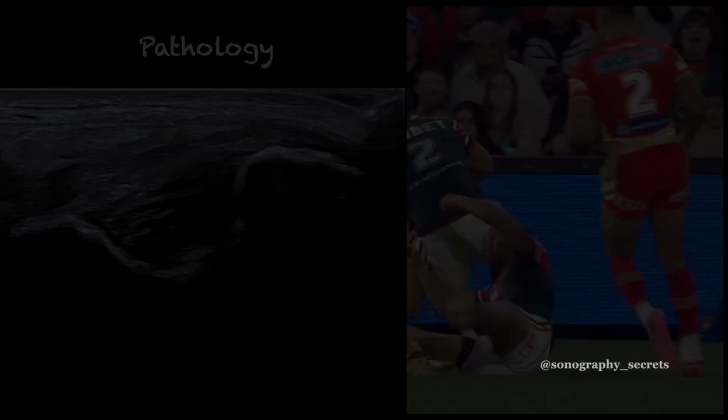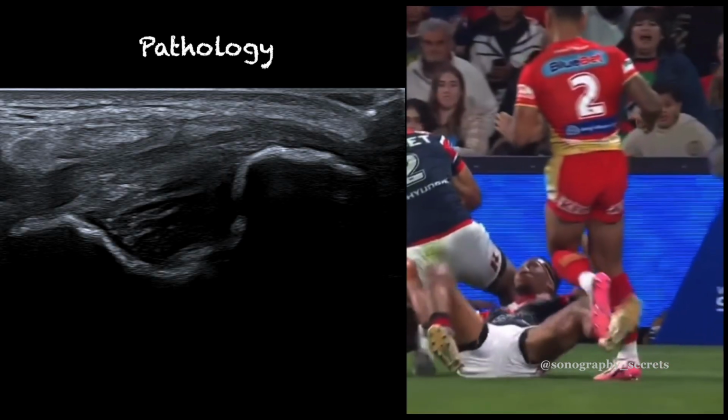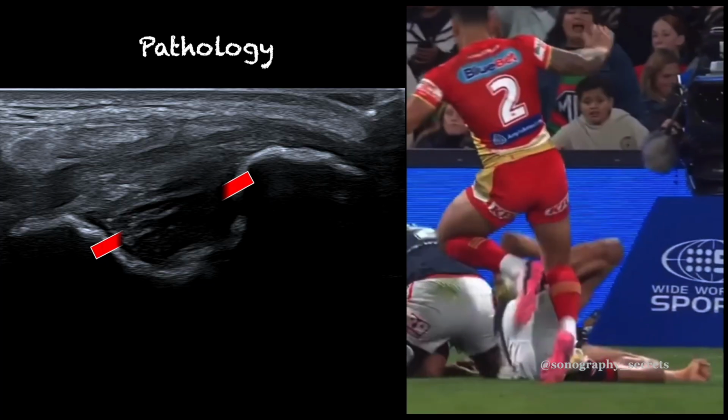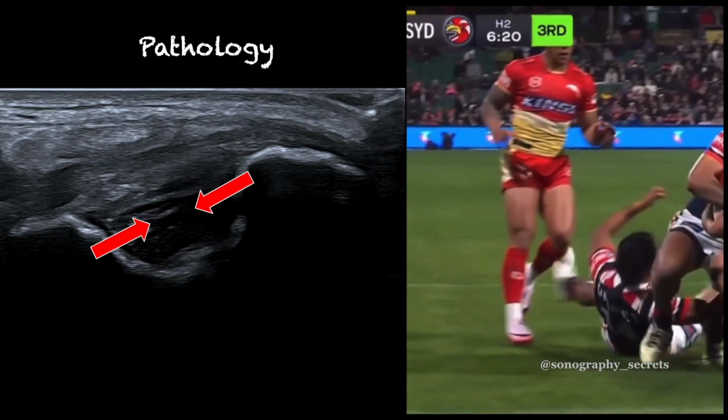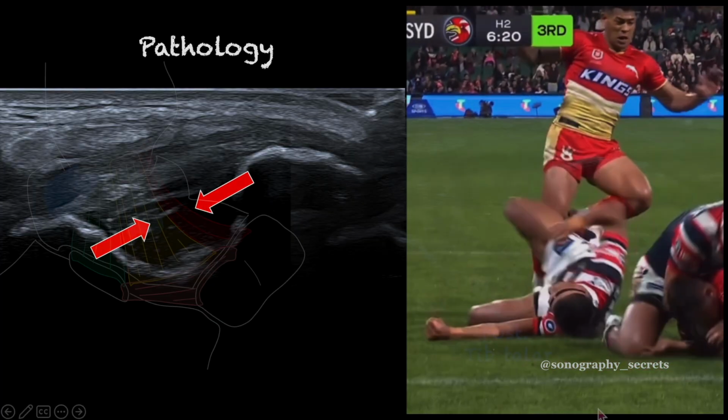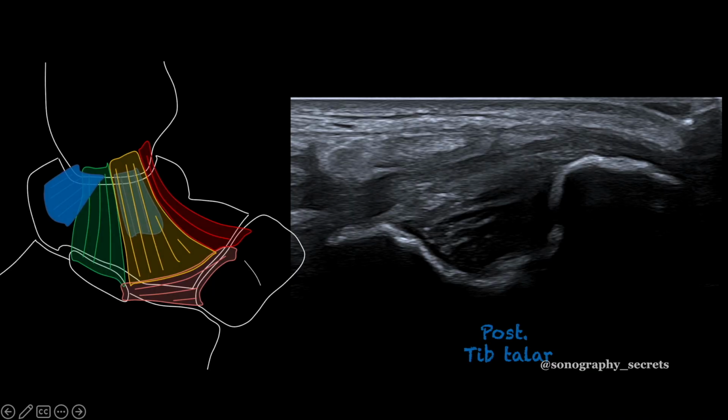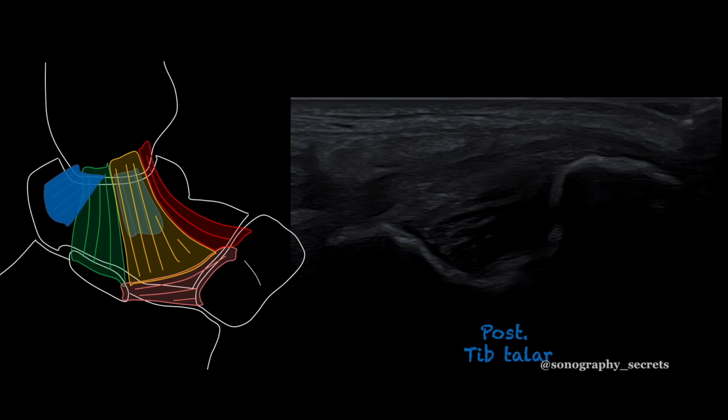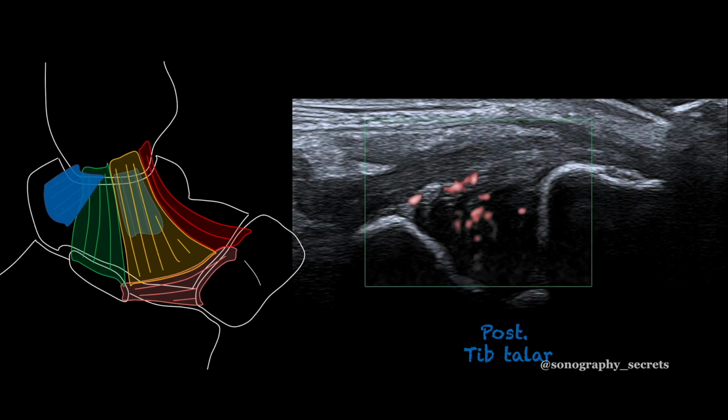In an ankle inversion injury, arguably the most common ankle injury that we encounter, the tibia and the talus will collide, which can often result in a post-traumatic synovitis. The posterior tibio-talar ligament can appear hypoechoic, but with the foot relaxed, we can see excessive vascularity.